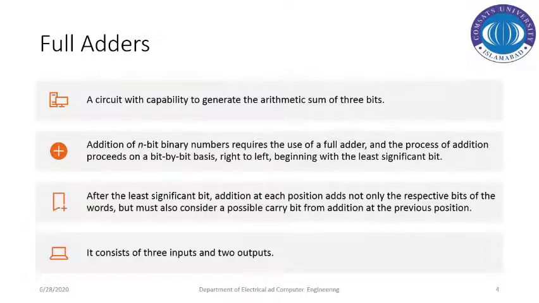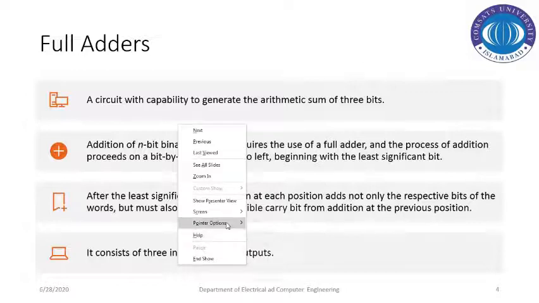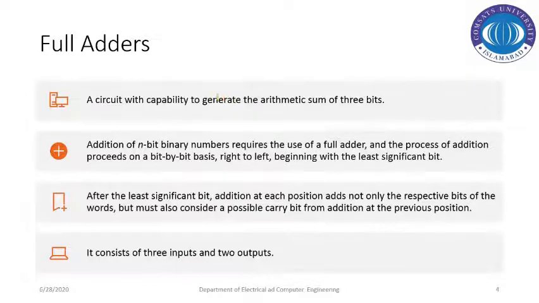In our previous session, we implemented the half adder circuit that has the capability to add two binary bits and produce the result in terms of sum and carry, whereas the full adder is a circuit that has the capability to generate the arithmetic sum of 3 bits. So this is the major difference between the half adder and the full adder circuit.